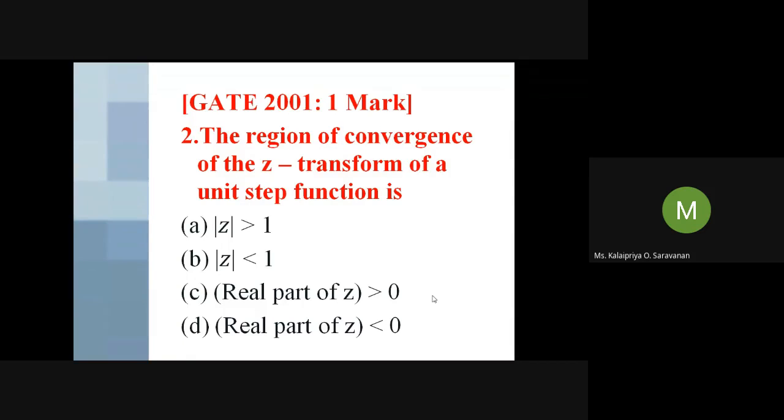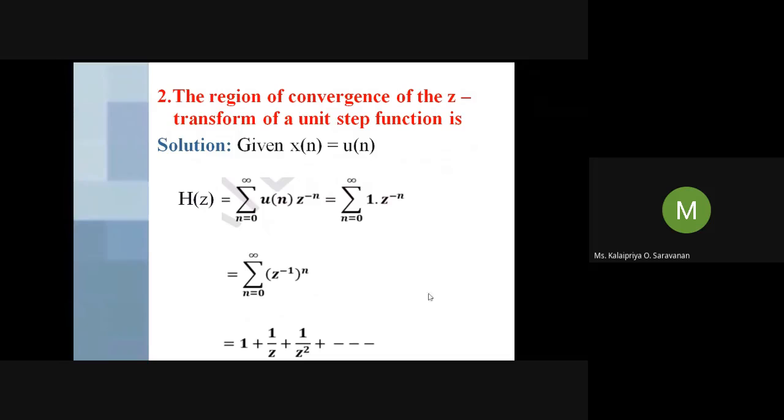So only for values of n greater than 0, u of n will exist. For n less than 0, u of n does not exist. So I've modified the basic expression of Z transform. Generally you will have to write it as H of z equal to summation of h of n z power minus n, n equal to minus infinity to plus infinity. Since you're given x of n is u of n, the unit step function.